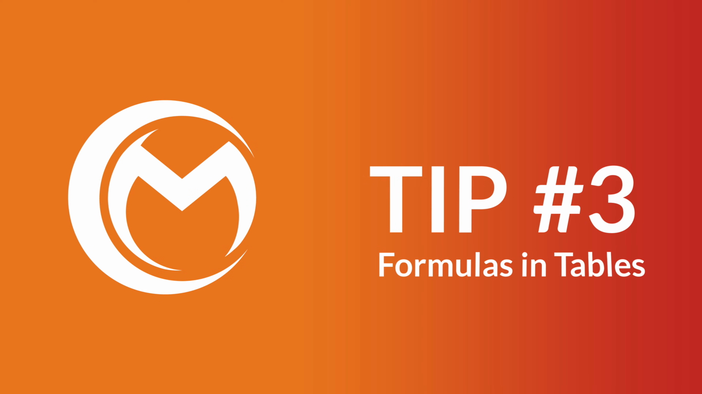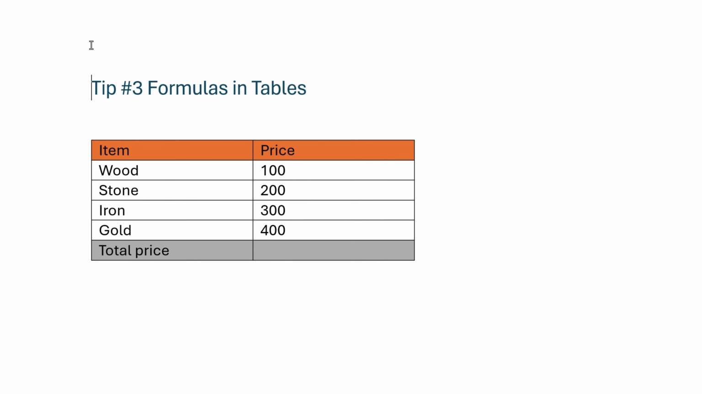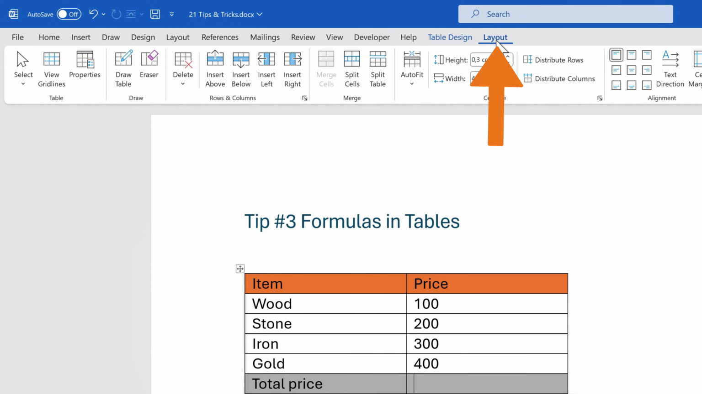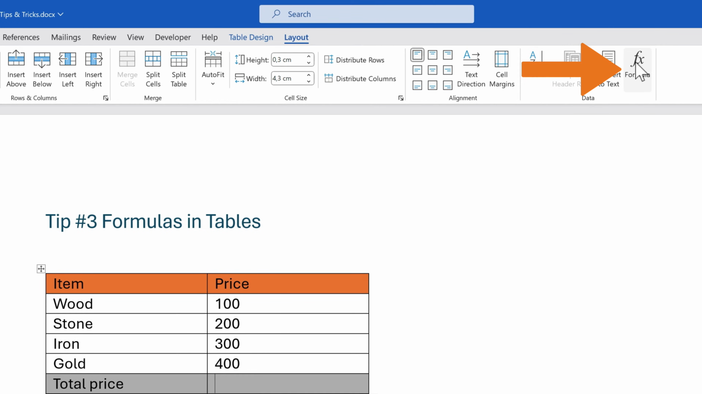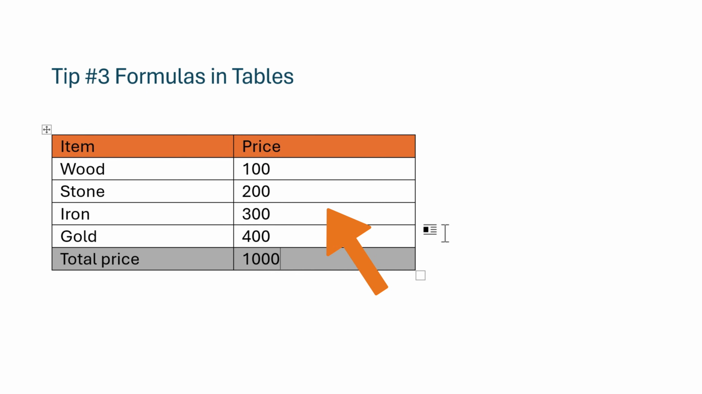Tip 3. Formulas and tables. Did you know that you can use formulas in Word just like in Excel? Let's calculate the total price of the items in this table without a calculator. Place the cursor in the cell where you want to add your formula, navigate to the Layout tab, and in the Data group, click the Formula option. In our case, the dialog box displays the suggested automatic sum function of the cells. Just click the OK button, and that's it. You can see the result right away.